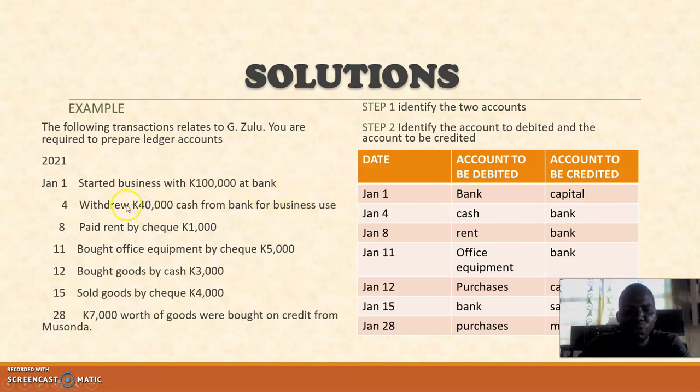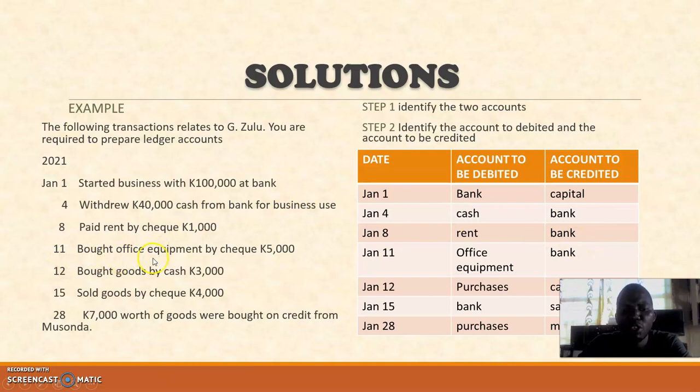So in this case, we have cash account and bank account. Cash has been gotten from the bank, meaning the bank has given cash. So the double entry will be debit cash account, credit bank account. Transaction 8, paid rent by check 1,000. In this case, we have rent account and bank account. Whenever you see check, it means it's bank account. So the double entry here will be, we shall debit rent since it is receiving, and we shall credit bank since it is giving out.